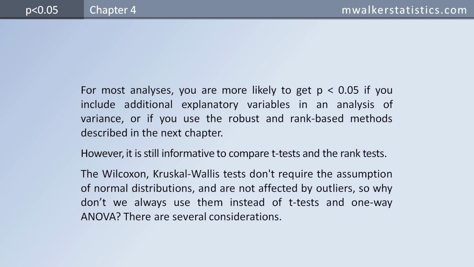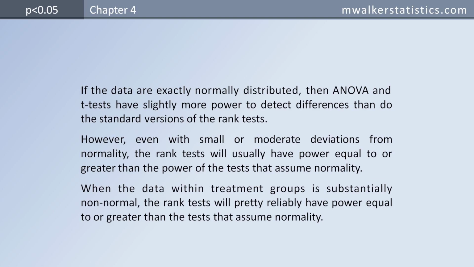The Wilcoxon and Kruskal-Wallis tests don't require the assumption of normal distributions and are not affected by outliers, so why don't we always use them instead of t-tests and one-way ANOVA? There are several considerations. If the data are exactly normally distributed, then ANOVA and t-tests have slightly more power to detect differences than do the standard versions of the rank test.